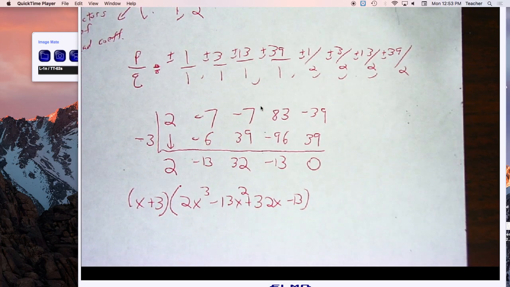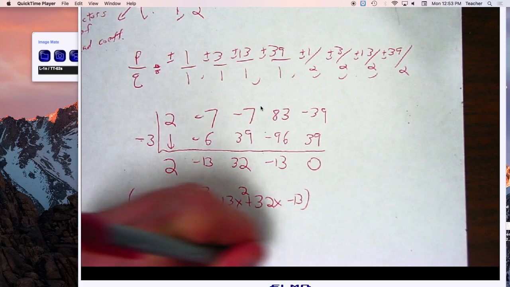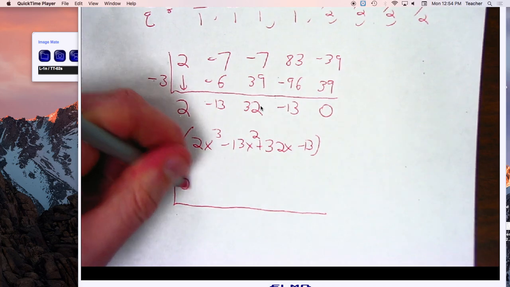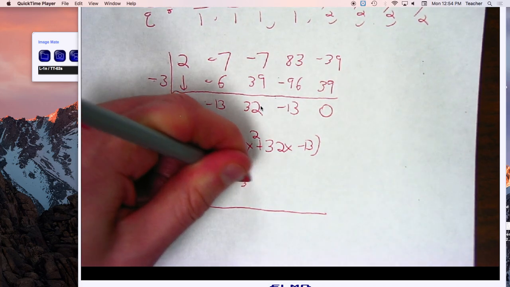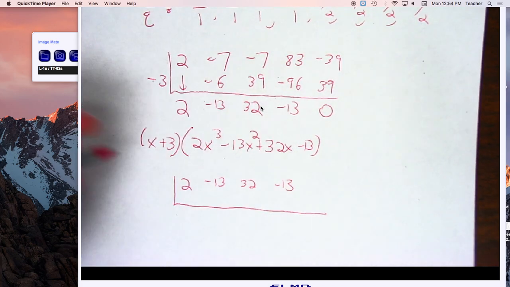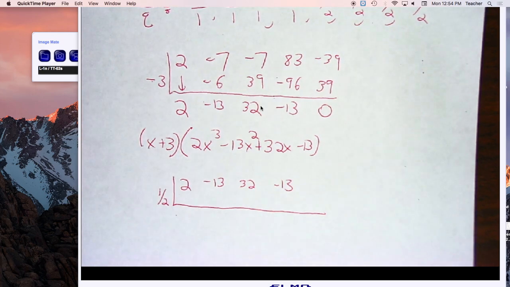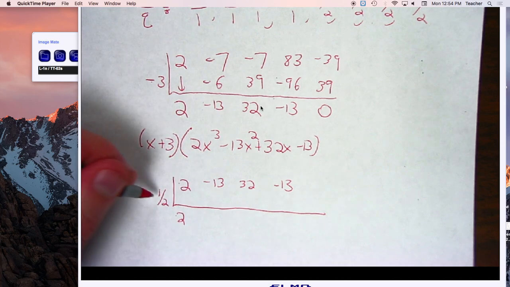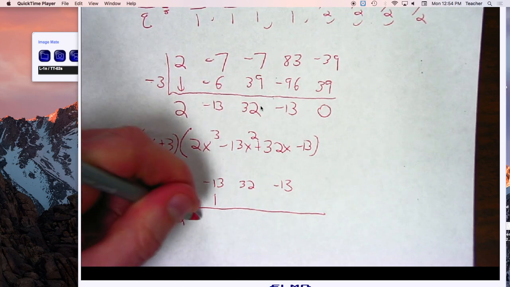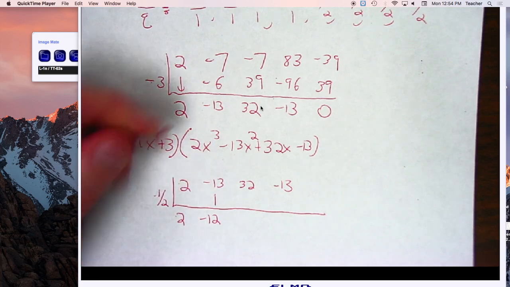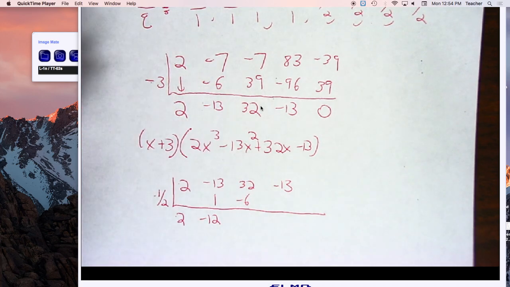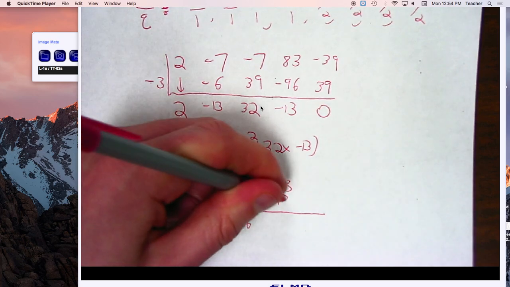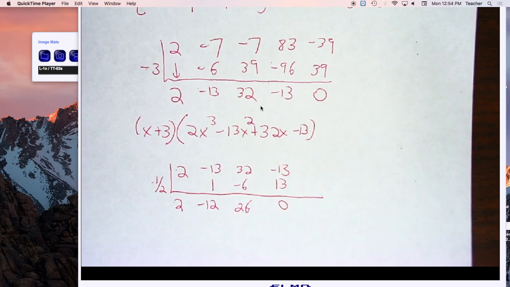I think 1/2 is the next solution. And so now I go to this cubic. Do not go back to the original function. So I go to this cubic, and I think 1/2 is a solution, so I'm going to put 1/2 out in front and try synthetic division again. So the 2 comes down, multiply, I get 1, add -12, multiply, I get -6. What's that going to give me? 26, multiply, I get 13, and sure enough, I get 0.